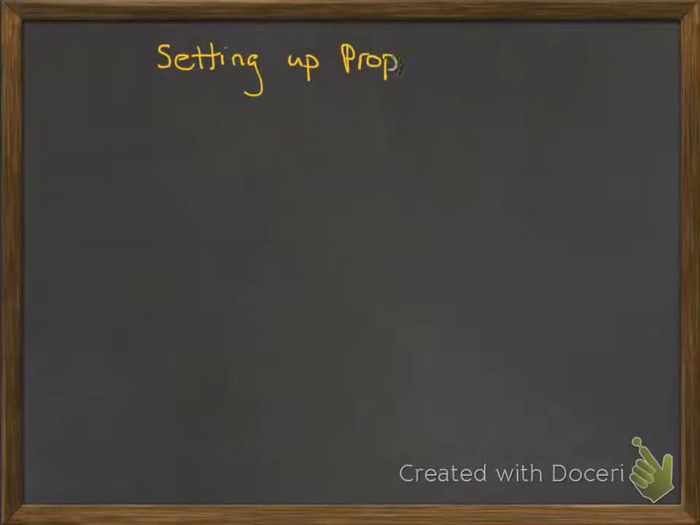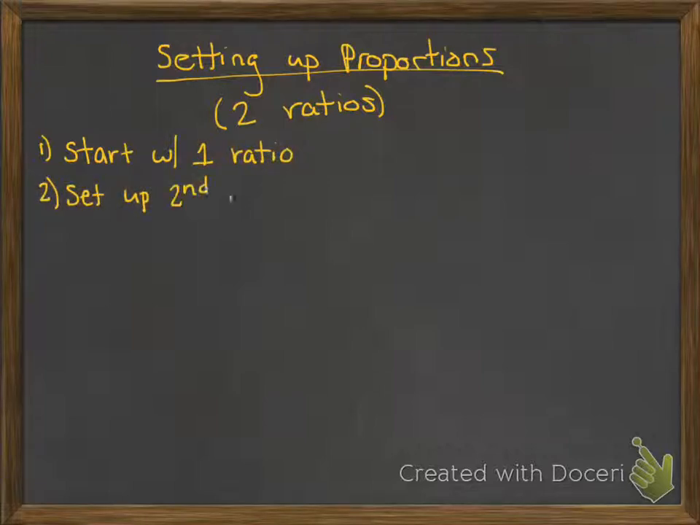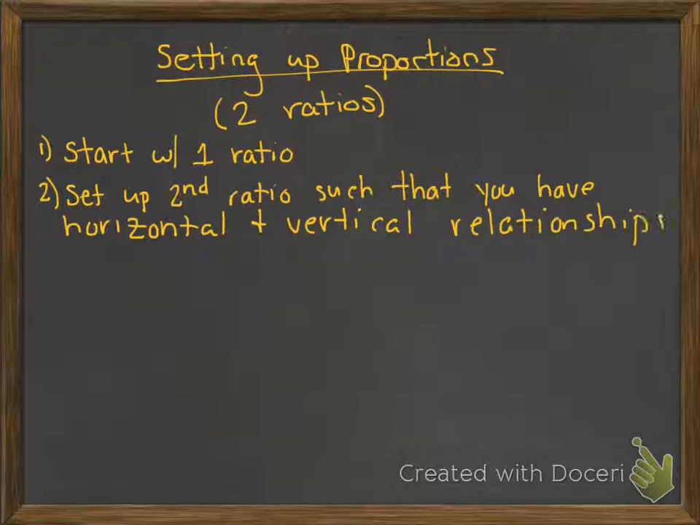So now let's set up a proportion. It's just going to take it a step further. We're going to have 2 ratios, and we're going to have an equal sign in the middle. Setting up proportions is all about finding relationships. So start with one ratio, and then set up your second ratio such that you have a relationship vertically and horizontally. So here are your 2 key components there. So here's an example.